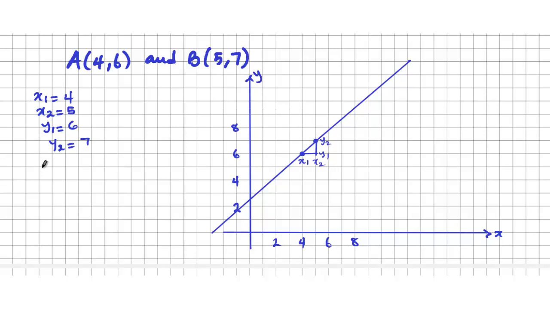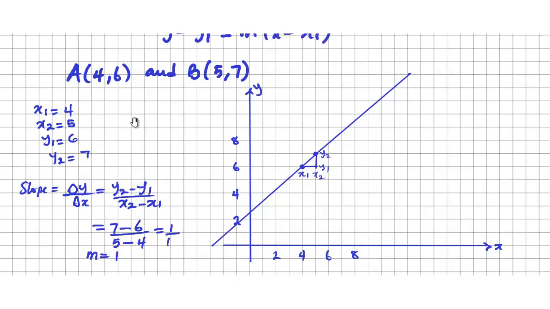From this, we can determine our slope. The slope is equal to change in y over change in x, which is y2 minus y1 over x2 minus x1. So this will be y2, that is 7, minus y1, 6, over x2, that is 5, minus x1, that is 4. 7 minus 6 is 1, and 5 minus 4 is 1. So m is equal to 1.